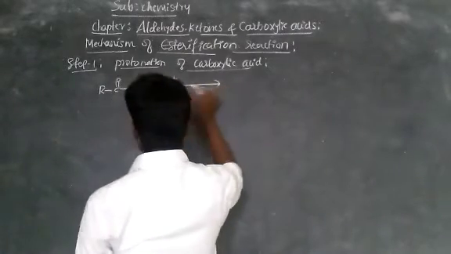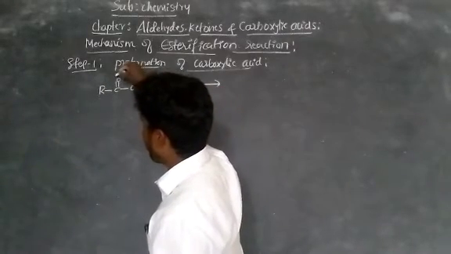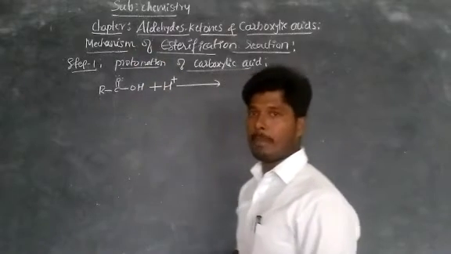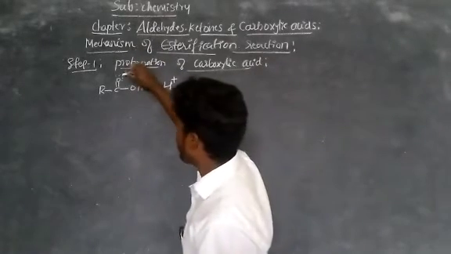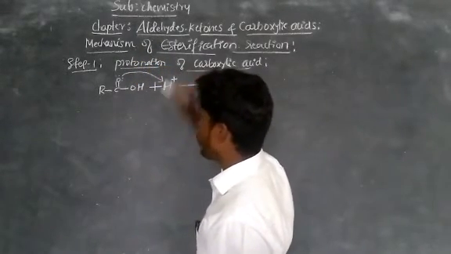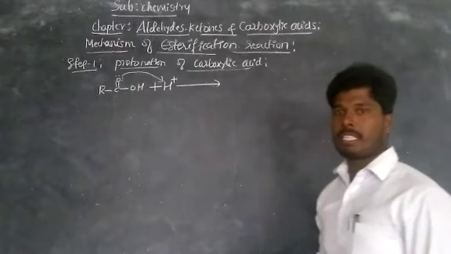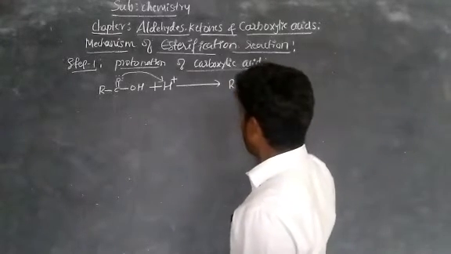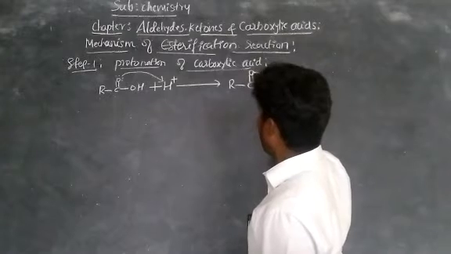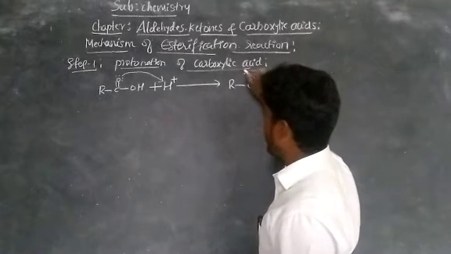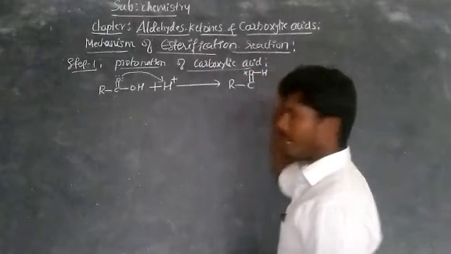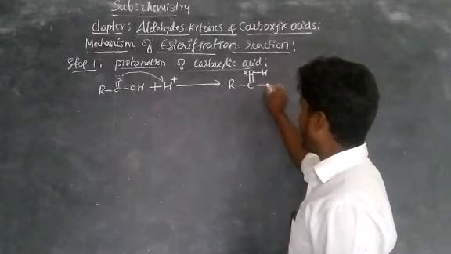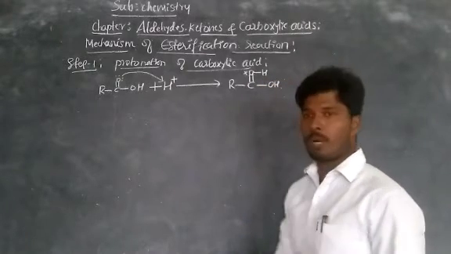So what will happen? Here there is a lone pair of electrons on the oxygen, and it will abstract this proton. We should show the lone pairs while writing the mechanism, that is important in mechanism. Now R, C double bond O, bond H. Here the oxygen becomes electron deficient, so we write a positive charge. Now the remaining is bond OH. This is step 1.